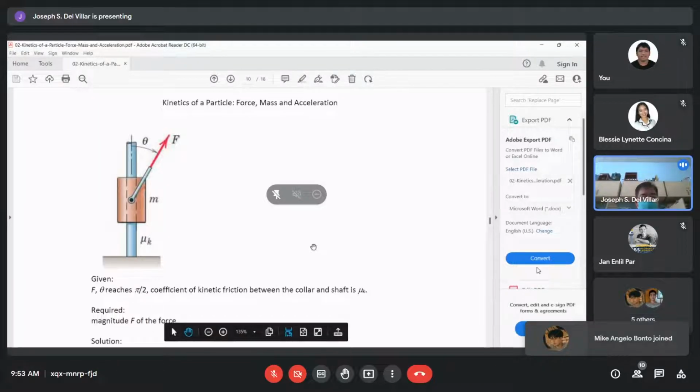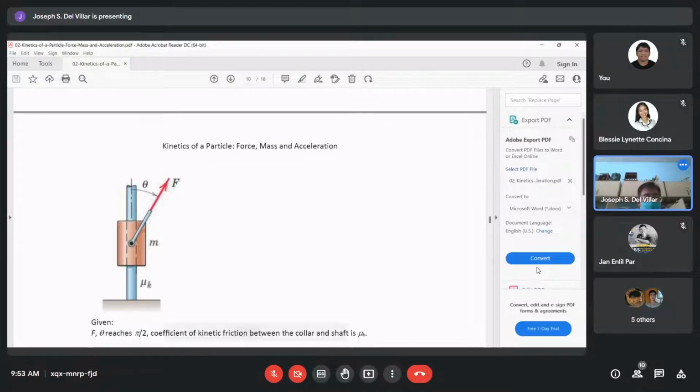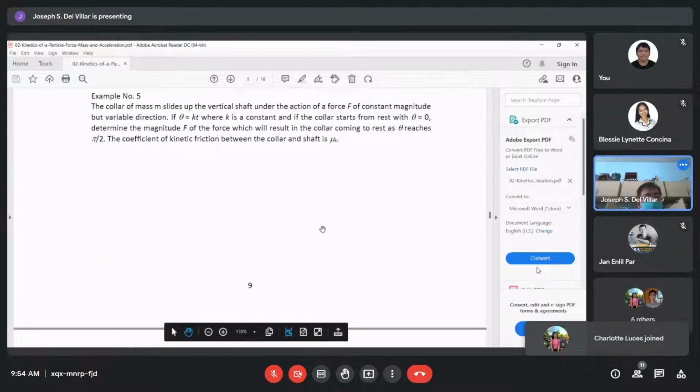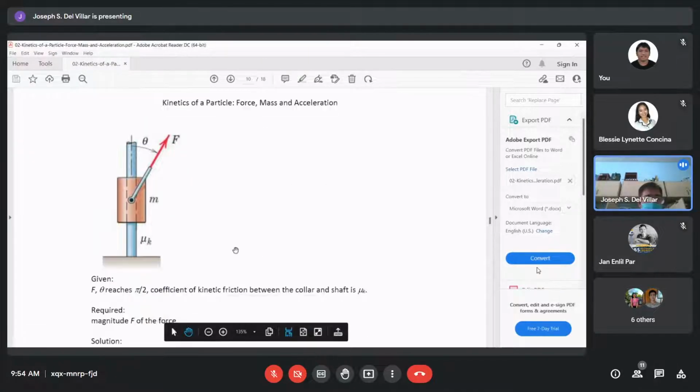Okay, the figure is this one, for this particular problem. The collar of mass M slides up the vertical shaft. So this is the collar, this brown colored one. And the shaft is this one, the blue one, that is the shaft.